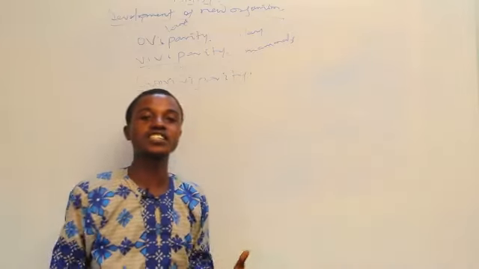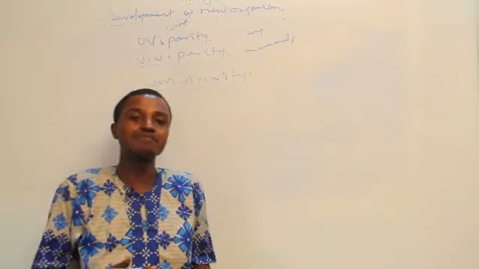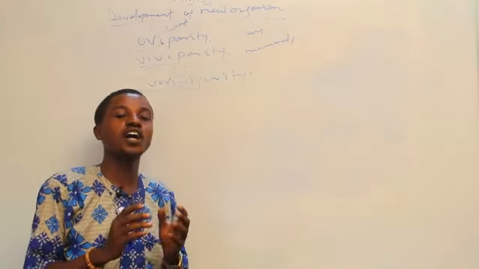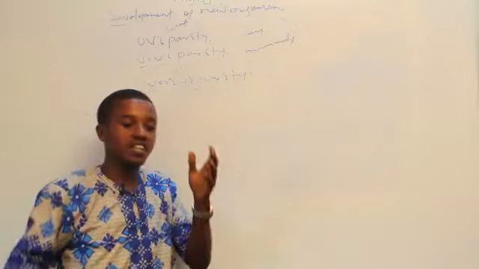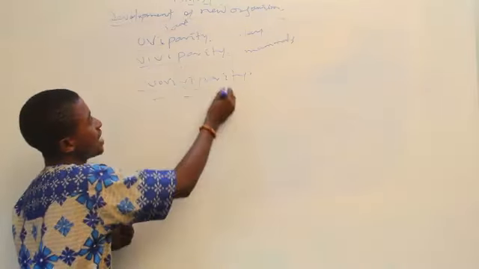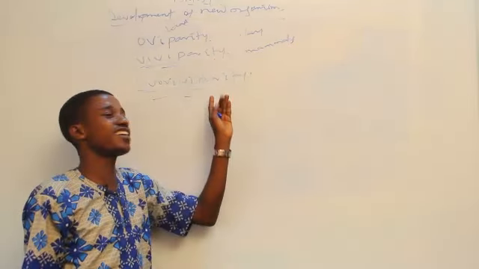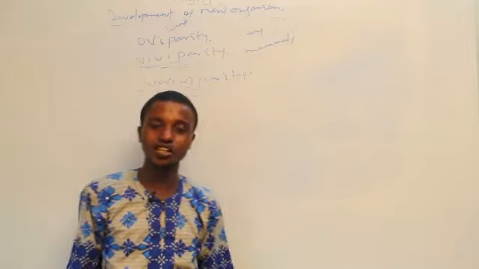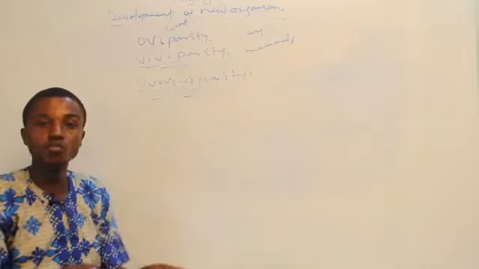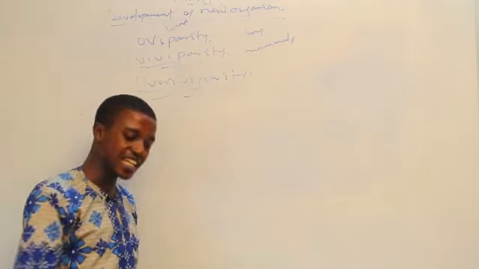Ovoviviparity talks about organisms that carry their egg for a long period of time, and they make sure their egg hatches inside them. And when it is time for the egg to come completely out of its shell, they lay it. So the major difference between ovoviviparity and viviparity is that viviparity is connected to the placenta, the connection between the embryo and the womb. This one has no placenta. They just lay the chick.